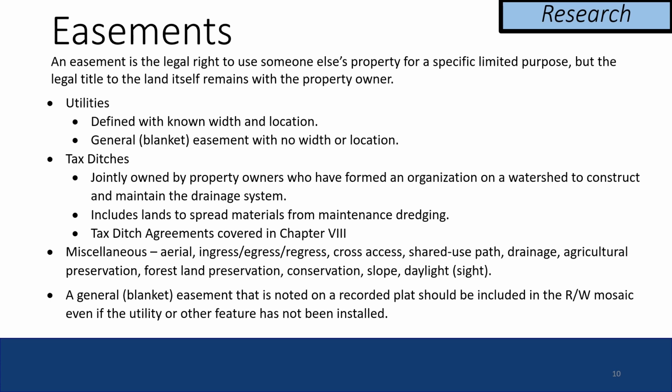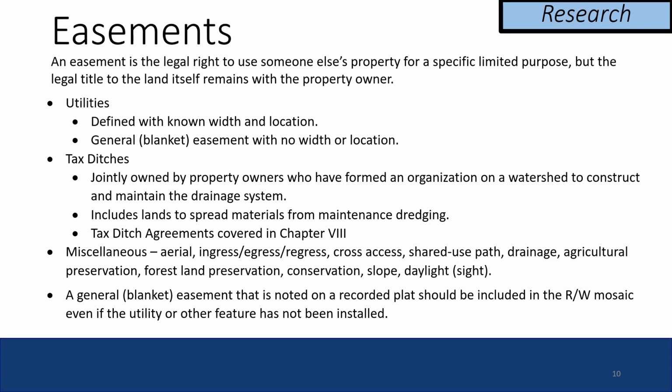A tax ditch is constructed on a right-of-way owned jointly by the property owners who have formed an organization on a watershed basis to construct and maintain a drainage system. The right-of-way includes the area to construct and maintain a tax ditch and use the lands to spread materials from maintenance dredging of the tax ditch. This right-of-way is treated as an easement since the underlying lands are owned by private property owners and a tax ditch organization has been granted rights to access the ditch.